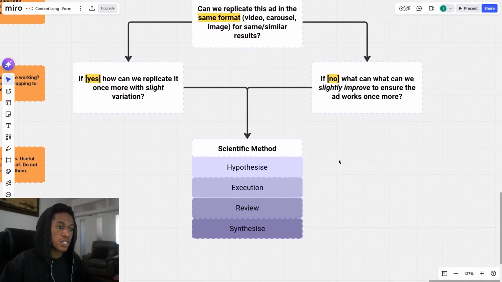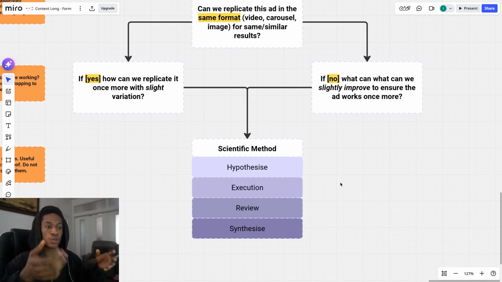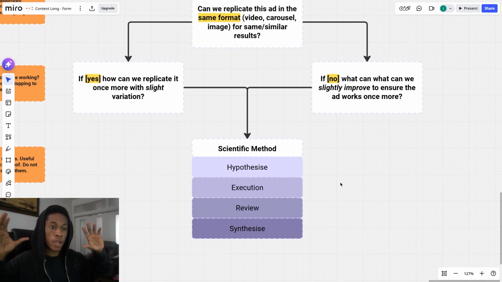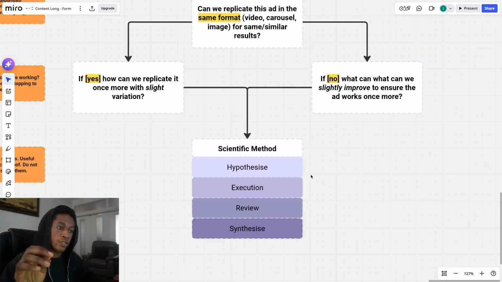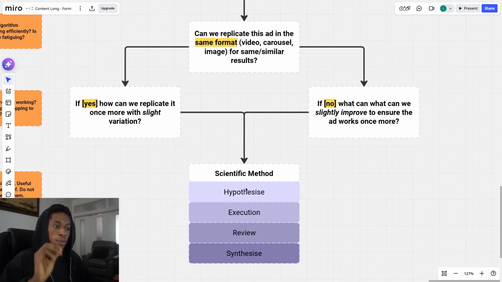So we do this through the scientific method. The scientific method is essentially a 4-step process that allows you, through iteration, to improve on something and determine what works and what doesn't work. Through the scientific method, we come up with the hypothesis. So our hypothesis is over here: can we replicate the same format or ad? We ask ourselves, okay, this ad did well, how can we make sure it works again? So we come up with a theory that if we change just the first 3 seconds and the body, then hopefully it'll work.